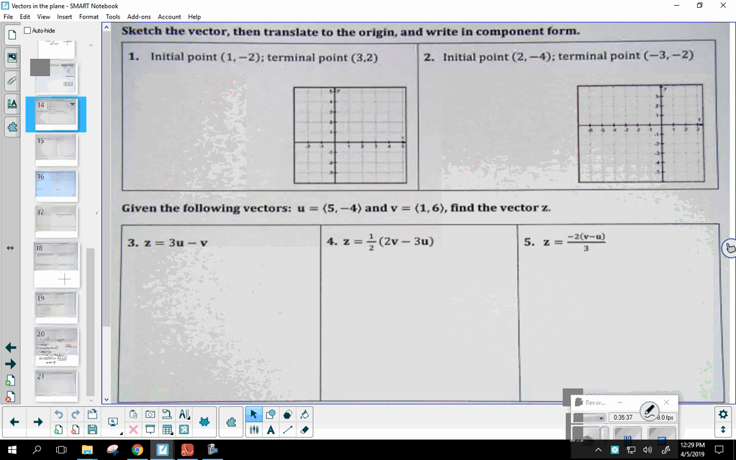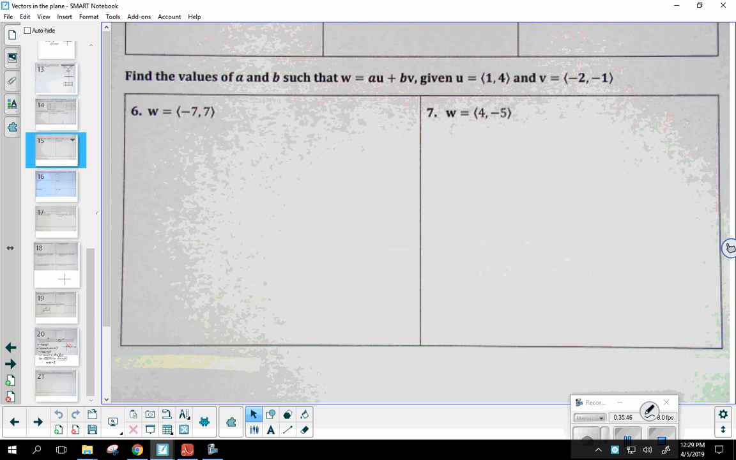There's the word problem. So let's see here. I'm thinking maybe go ahead and help you with 6 or 7, because I could see that potentially confusing some folks. But I'll work whatever problem you'd like me to. Okay, number 6. Find the values of A and B such that W is equal to AU plus BV, given U is 1, 4, and V is -2, -1.